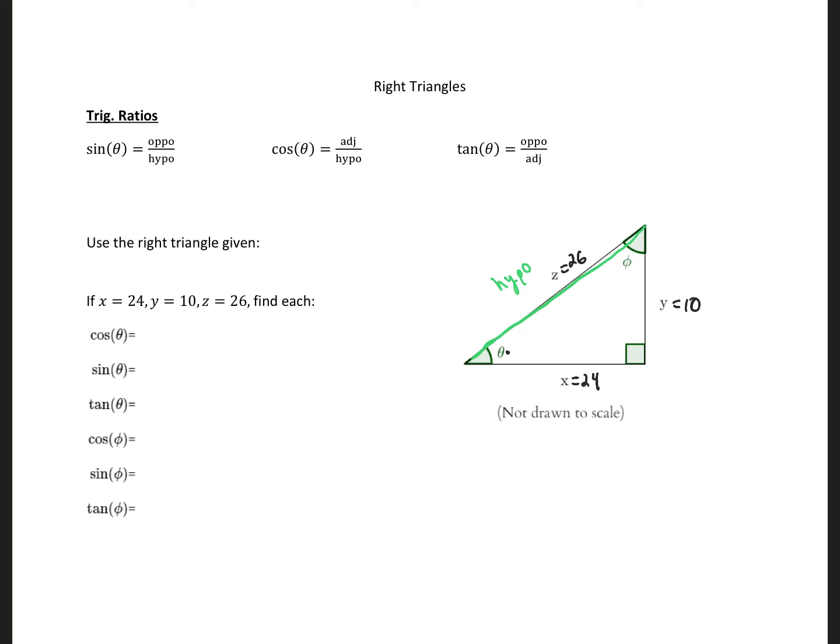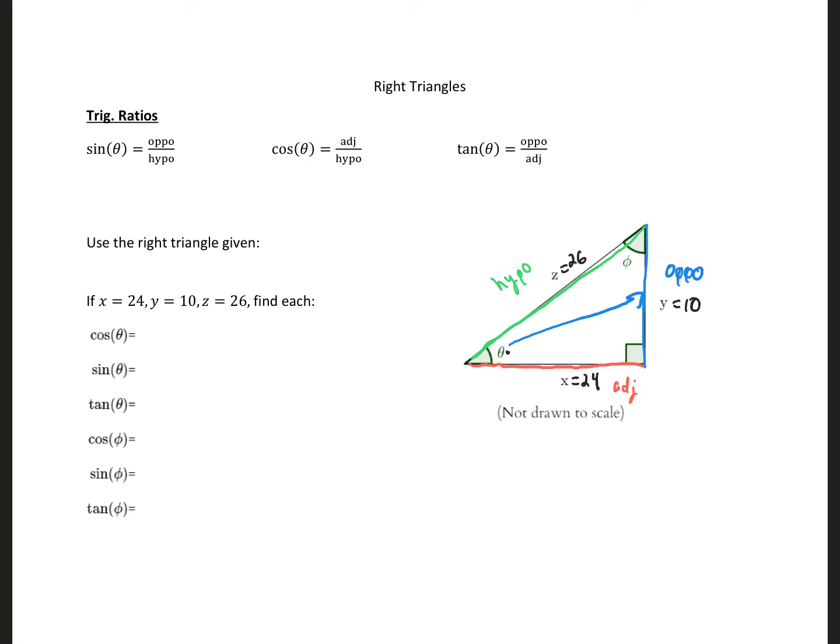Then I like to identify the opposite side. The opposite side is the side if we take our angle and shoot across and hit. That's the side length we would call the opposite side. So in this case, 10 is the opposite. And then whichever side length is left that makes that angle up with the hypotenuse, that will be our adjacent. So in this case, 24 is the adjacent. And again, this is all specific to that theta angle.